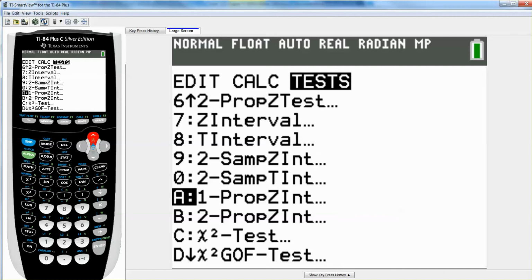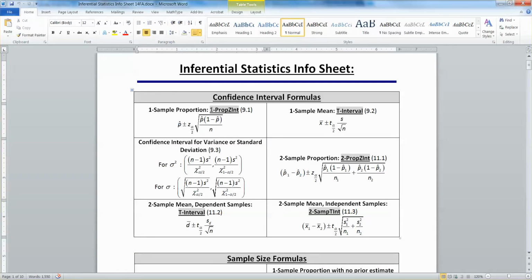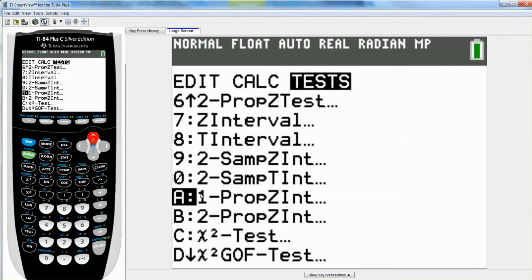Now, how would you know it's that one? Well, because I tell you right here on the inferential statistics sheet. And remember, you get to use this on your exam. There's a reason for it. It's neon green in your course pack. Pull it out, staple it, put your name on it. You get to use it. So it's 1-PropZInt. That is the one for this formula. So I'm going to grab that.